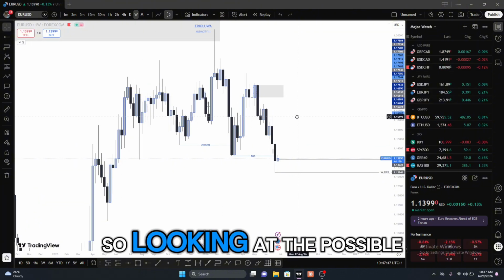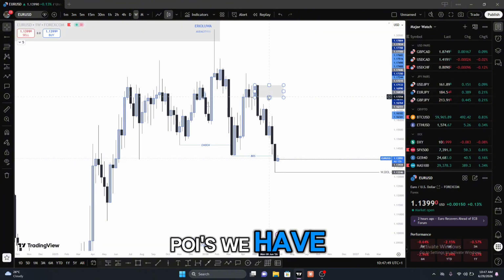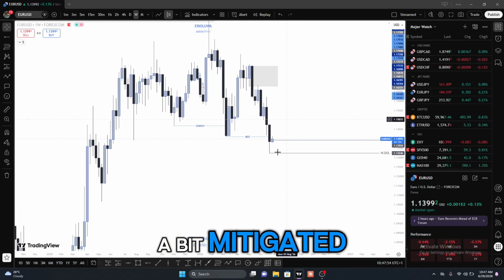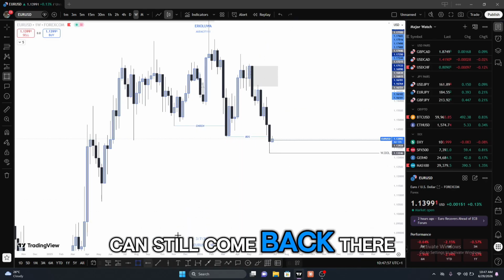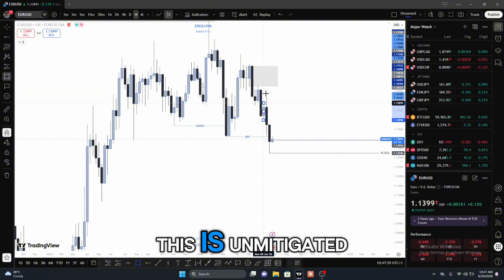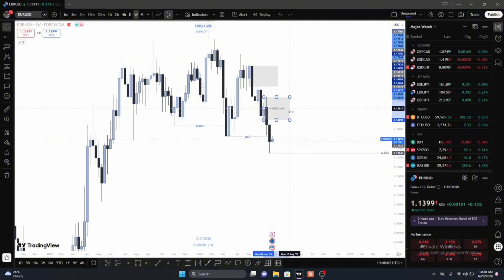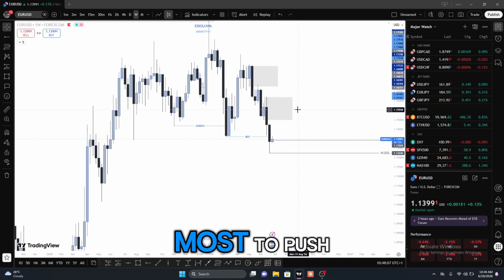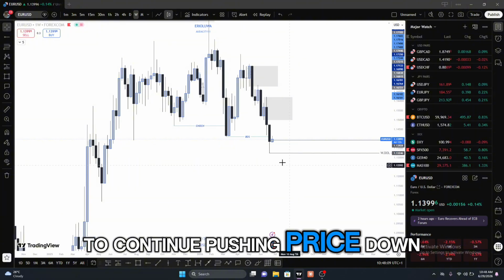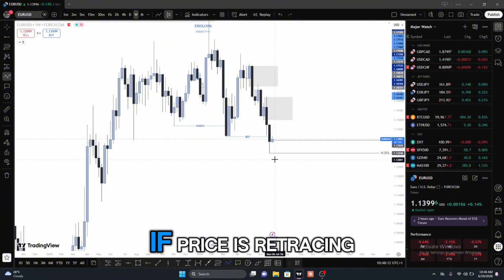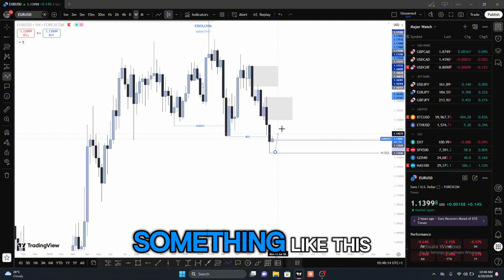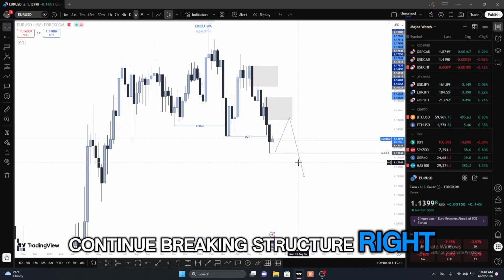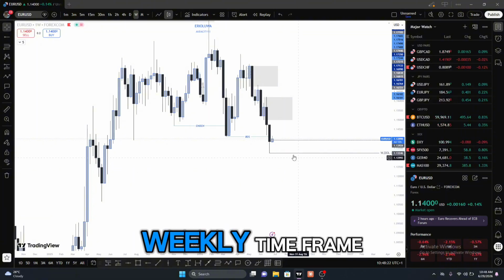Looking at the possible POI, we have this one, which is a bit mitigated, but price can still come back there. Then we also have this one, which is completely unmitigated. This is the key level I would trust the most to continue pushing price down. If price is retracing, I expect it to do something like this, then break structure again and continue breaking structure. So that's on the weekly time frame.